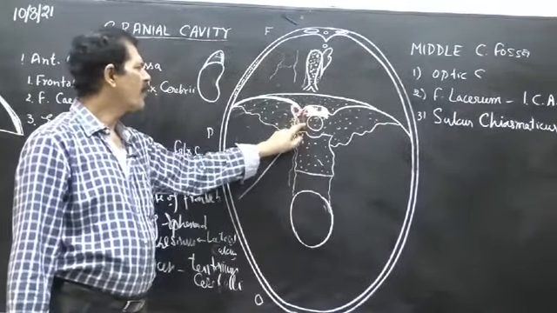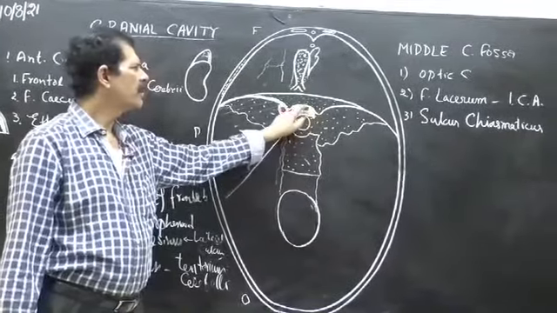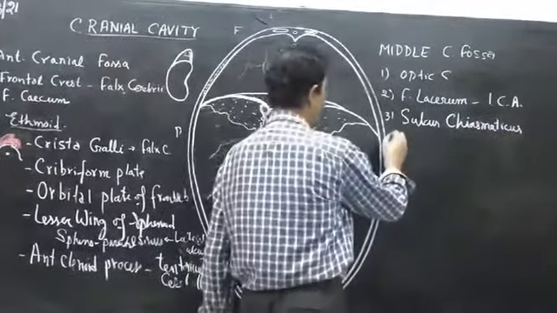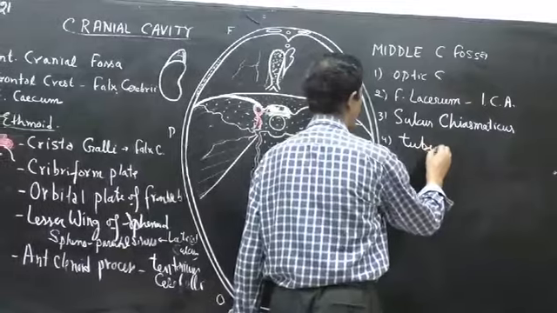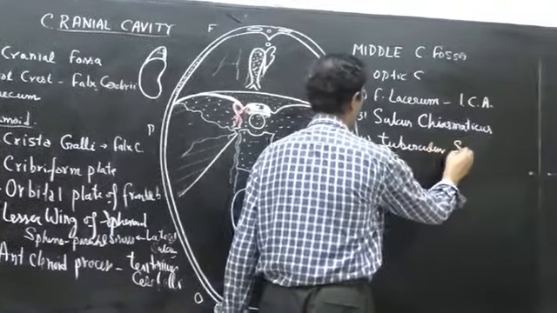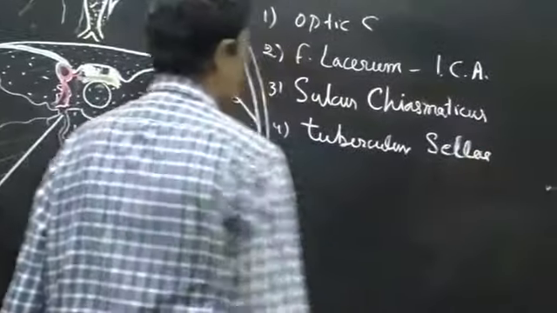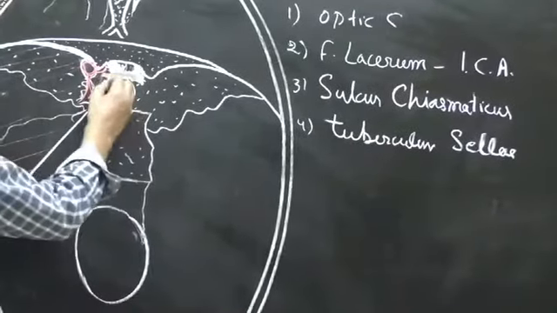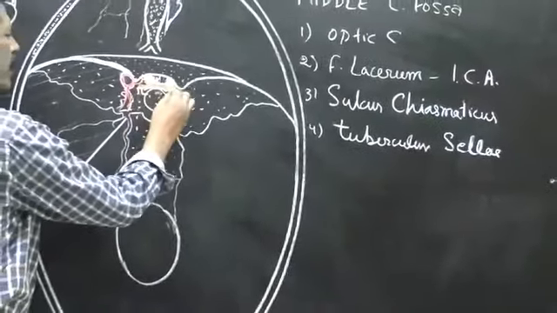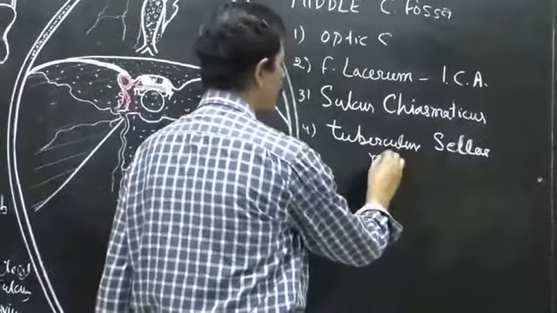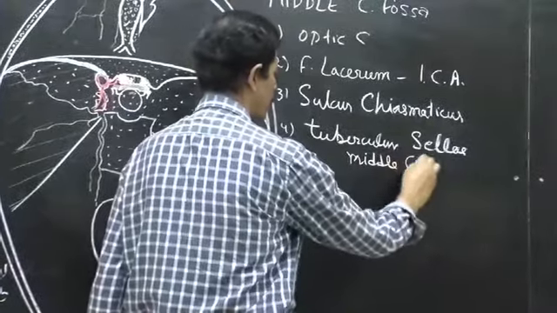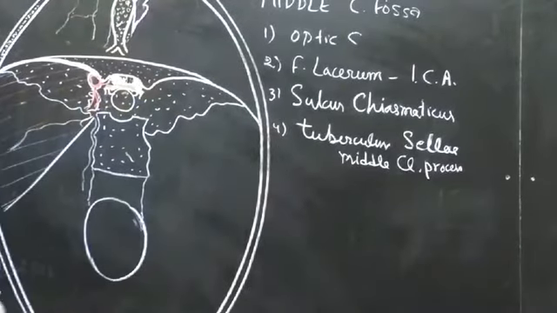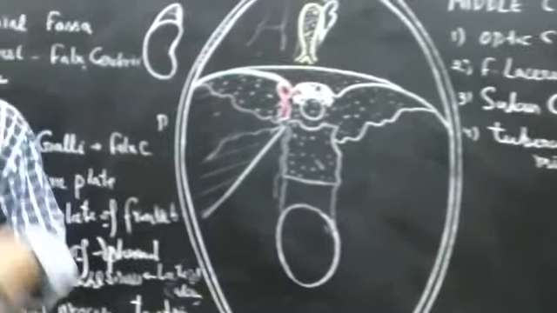Then this body of the sphenoid anteriorly, just below the sulcus chiasmaticus, has an area called the tuberculum sella. This tuberculum sella is a horizontal bone which on either side has a small raised area of bone, called the middle clinoid process. Sometimes it is absent. If it is present, it also gives attachment to the anterior free end of the tentorium cerebelli.